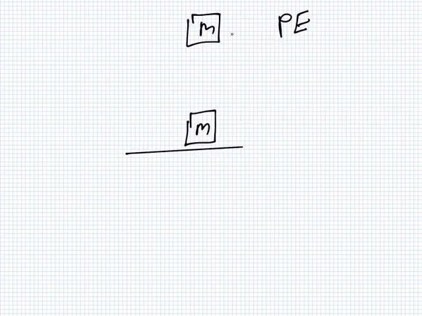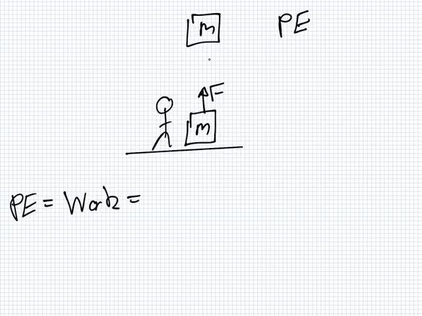Now, the potential energy it has is equal to the work done to give it that energy. And how did it get up here in the first place? Somebody applied a force to move it up here. So it got this energy from this force.